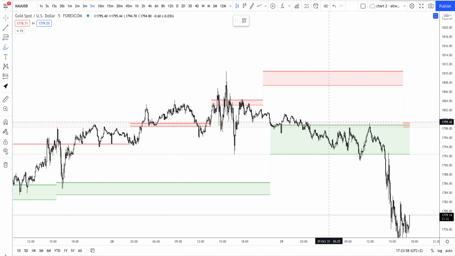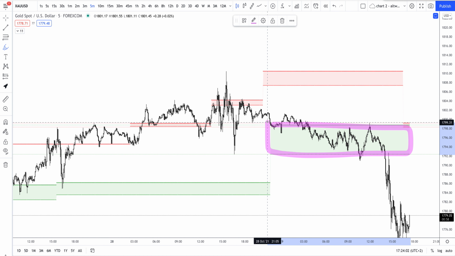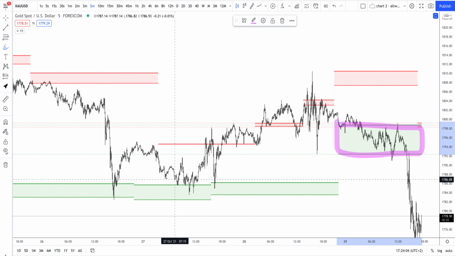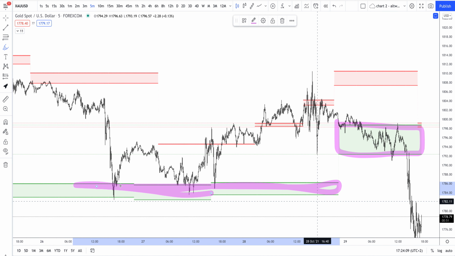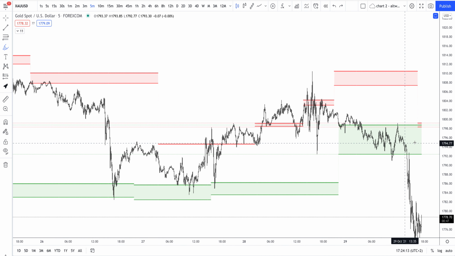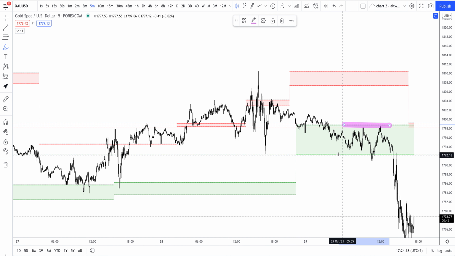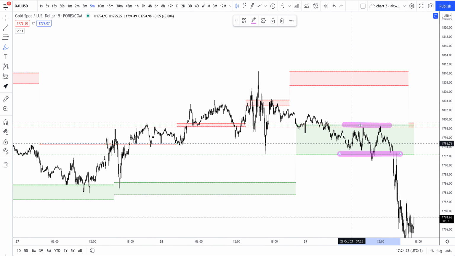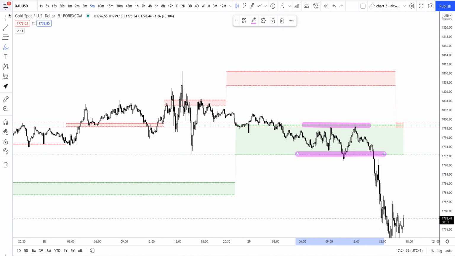Now in this case we have this big demand, but you also have this lower demand. You have this demand here, which is bigger, and you have three at the same time. So basically this is choppiness. Price is chopping inside this demand zone and is not sure what it wants to do. So let's see what the indicator suggests.